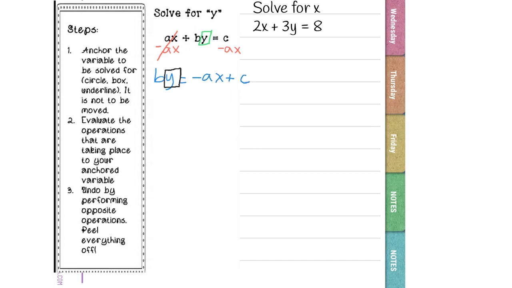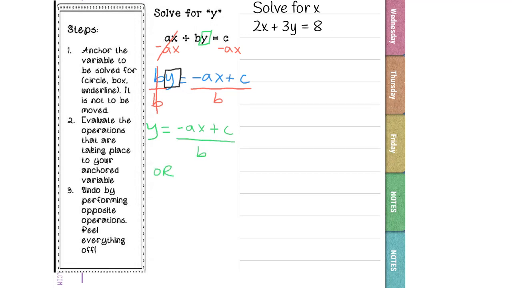Now, what operation is being used here? That is b times y. There is nothing in between that b and that y, so that means it's being multiplied. So how do I undo multiplication? By dividing. Divide b on both sides. You're dividing this whole thing right here. This whole thing is divided by b, okay? All right. Sorry, this reduces to 1. b divided by b reduces to 1. And now I can rewrite it. So I have y is equal to negative ax plus c over b.